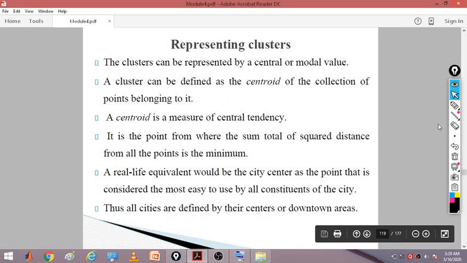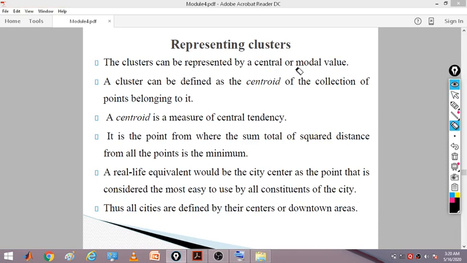Okay, so now how do we represent the cluster? The cluster can be represented by a central or modal value. A cluster can be defined as a centroid of the collection of points belonging to it. If we have one particular cluster, we will always have a center point, which we call a centroid. A centroid is a measure of your central tendency. That means all the points are focused toward the center.